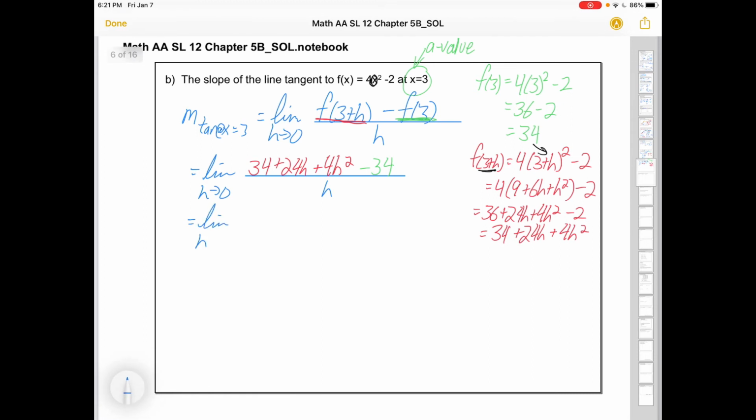And I'm leaving my limit here because I haven't subbed in for h yet. I can't because that would be division by 0. But those 34s are going to add to 0, and we still have over h. If I want to cancel out, I've got to factor. Now, it's true I could factor out 4h on the top, but I would be inclined just to take out the h that I need to get rid of.